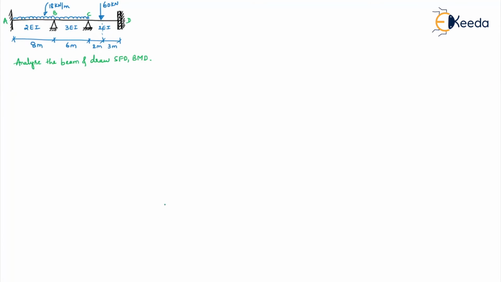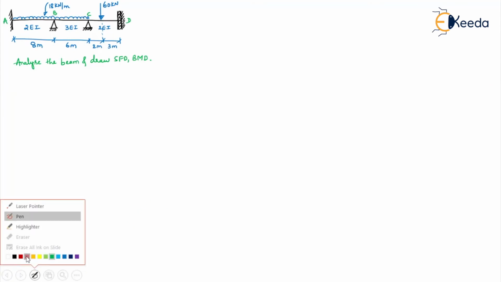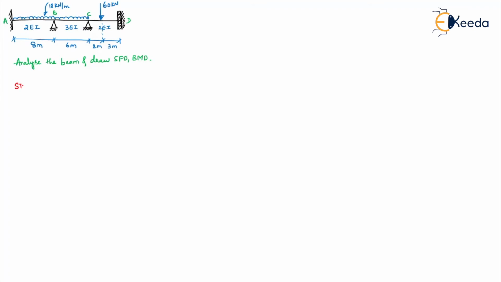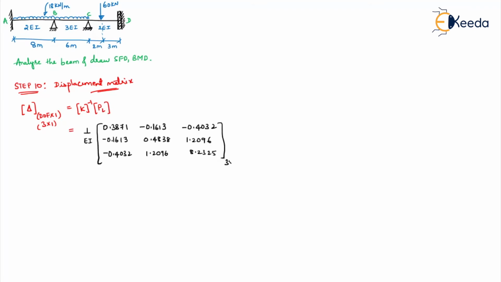So the next step is step number 10. What is step 10? Finding your displacement matrix. So what's your displacement matrix? Nothing but delta. So what will be the value of delta? Delta will be your degree of freedom into 1, so it will be 3 into 1 in this case. What is the formula for delta? K inverse into PL.